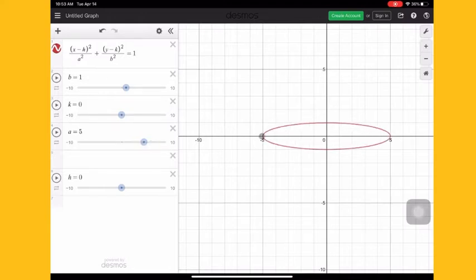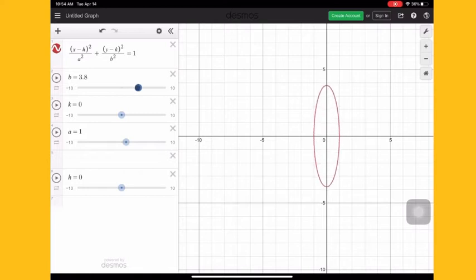And again, remember this a value is the distance from here to here along this major axis, and the major axis is always the one that's longer. So in this case, this is my major axis. If I move this back to 1, and now I move that b value, now I call this kind of the tall and skinny type of ellipse. And now this distance right here is along my major axis.